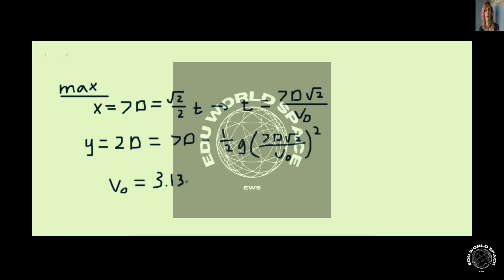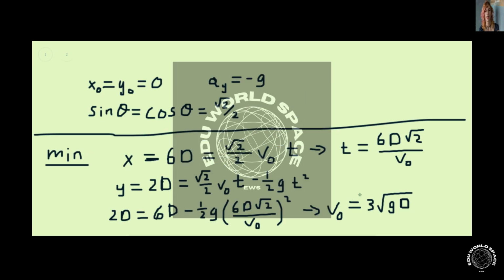3.13 square root of g times d. So as expected, it is slightly larger because previously it was 3. So our range is 3 to 3.13 square root of g times d. So we can box that in as our maximum value, and we'll box this in as our minimum value of our range.